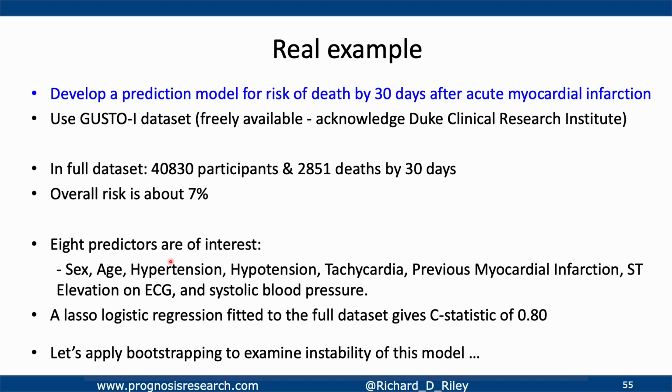I'm going to use 8 predictors. I'm just going to force them in without any pre-processing. And I'm going to use a lasso model, or a logistic regression with a lasso penalty, to the full dataset. This gives a C-statistic of about 0.8. So let's have a look at the instability of this model development process.